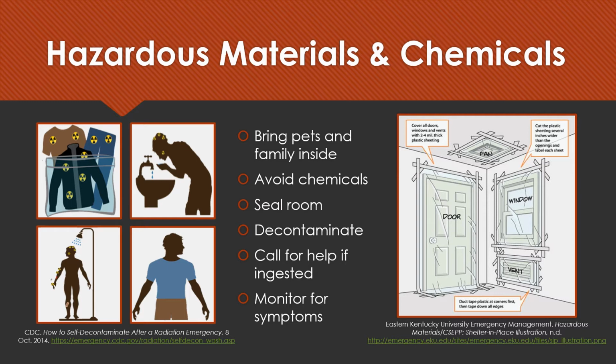Call 911 or poison control at 1-800-222-1222 if anything is ingested. Be sure to follow the directions of the medical personnel. Monitor for symptoms of toxic poisoning, such as difficulty breathing, irritation to eyes, the respiratory system, change in skin color, headache, blurred vision, dizziness, or cramps.